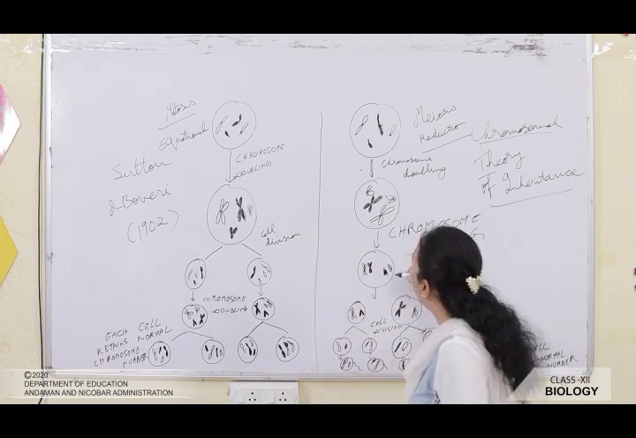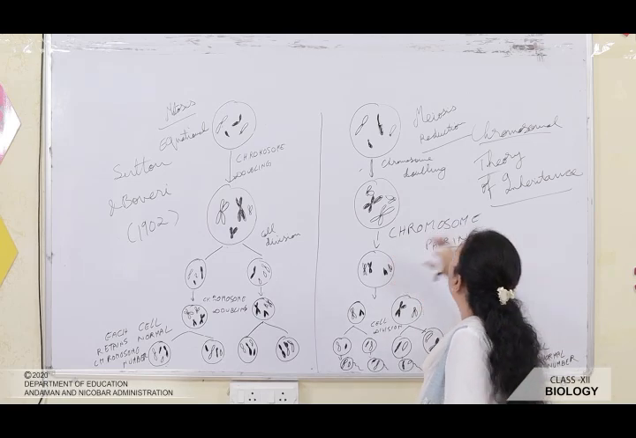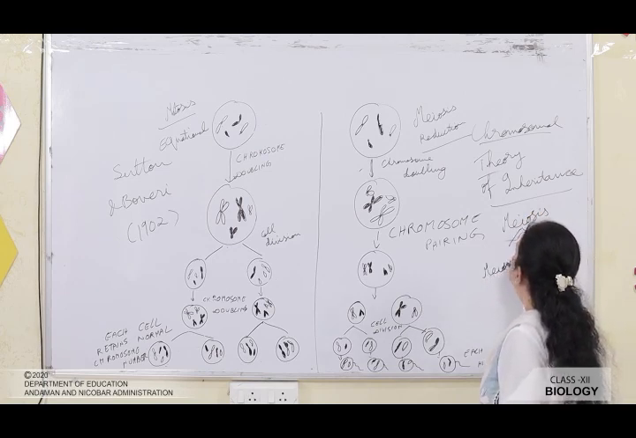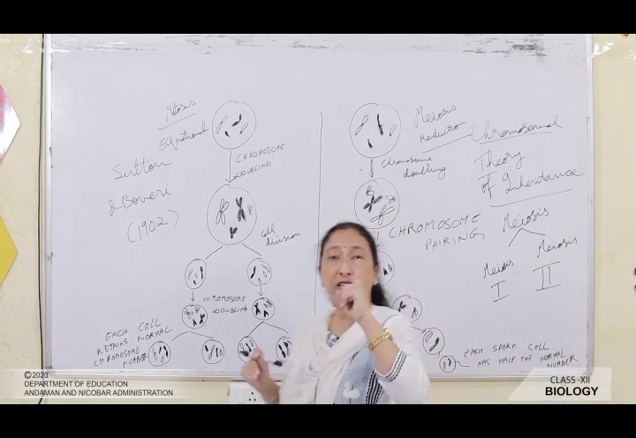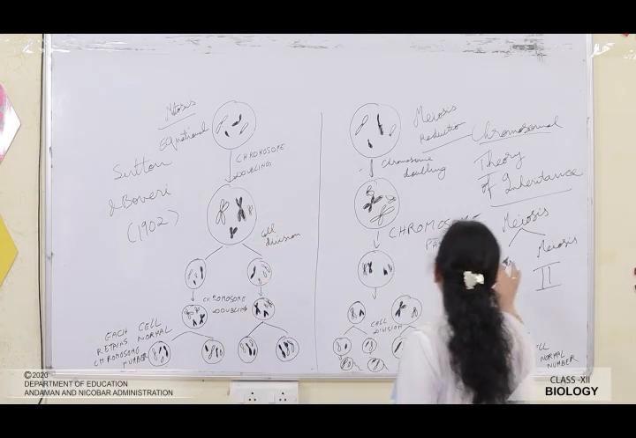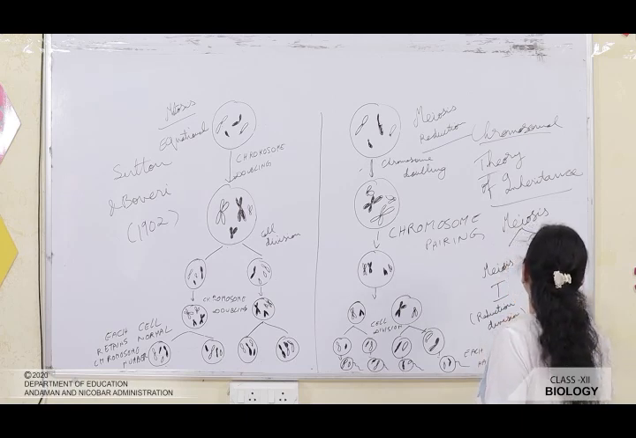So here the chromosomal pairing is taking place, that means meiosis 1 is taking place. Meiosis is divided into 2 substages, meiosis 1 and meiosis 2. But mitosis is not divided into any substages, it is only mitosis. So that's why meiosis 1 is known as reduction division, and meiosis 2 is known as equational division.